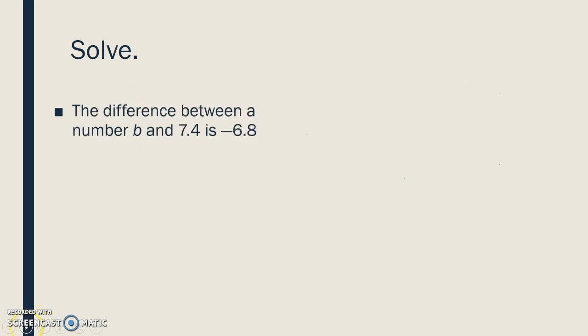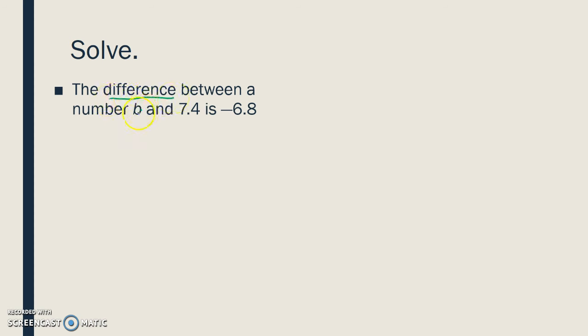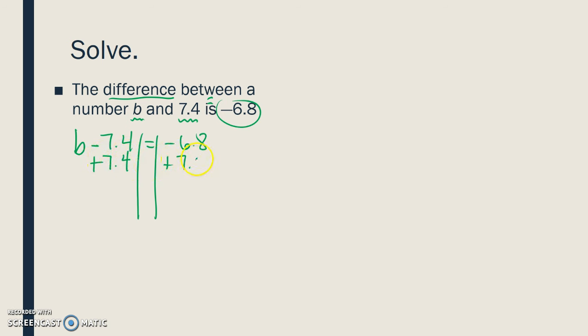Again, we have some addition and subtraction, but here we're actually given a word problem, and we need to first translate, then solve. So it says the difference between a number b and 7.4 is -6.8. So difference is subtraction. So b minus 7.4 is, means equals, that -6.8. And now we're going to solve. So this is originally subtraction. We're going to use addition. So we're going to add 7.4 to both sides.